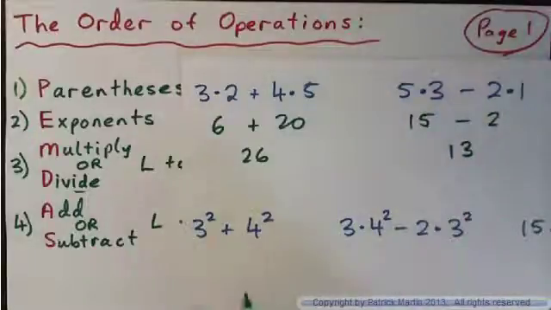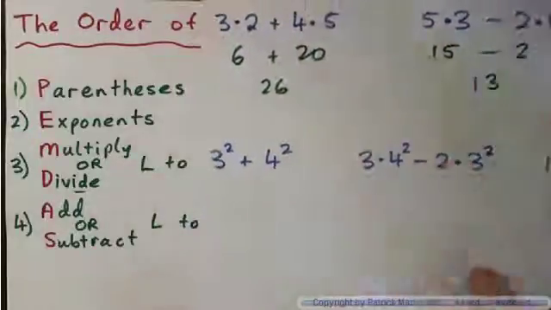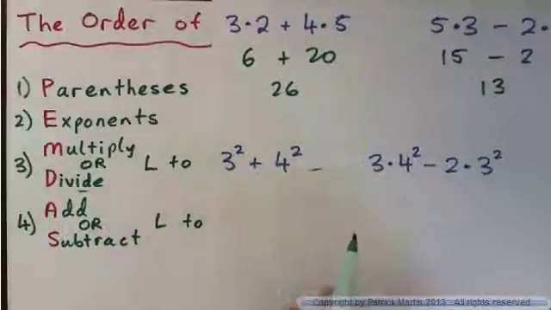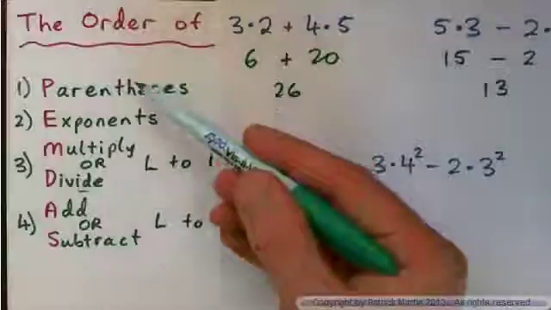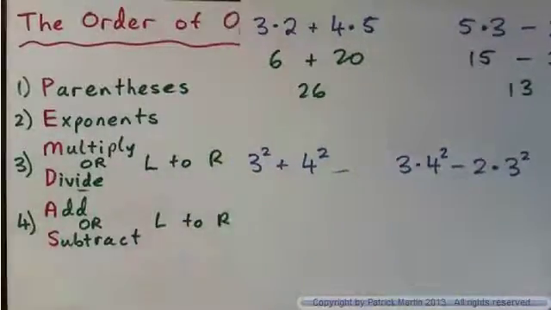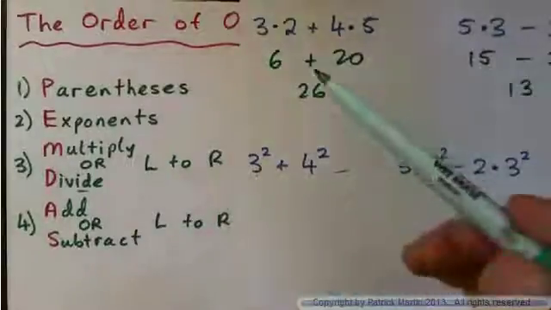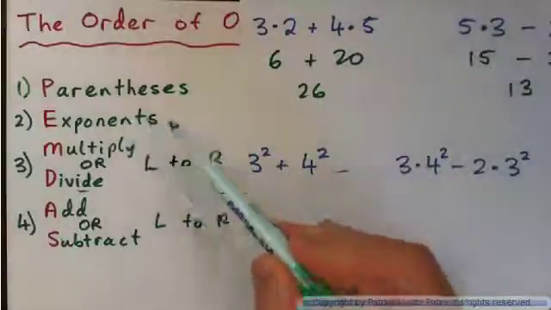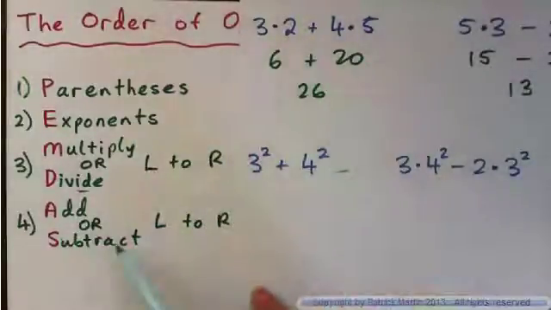Okay. How about this one? 3 squared plus 4 squared. We've got 2 exponents and an addition. If you look at your order of operations, what should we do first? Any idea? Well, looks like we should add last. I mean, the exponents are up here. They've got to be done first. And then we add at the end.